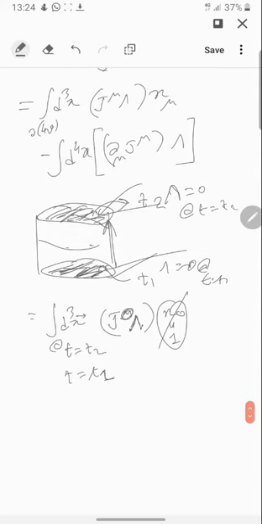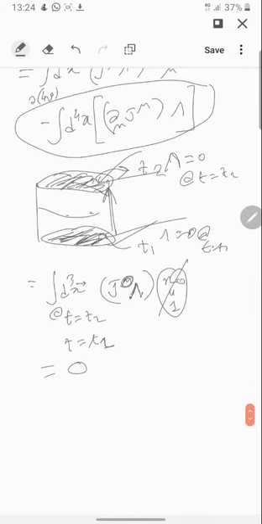So, therefore, this term at T2 and T1 will not contribute. So, this term will give us 0. What was the other term? The other term is this one. This term, let us see what happens.